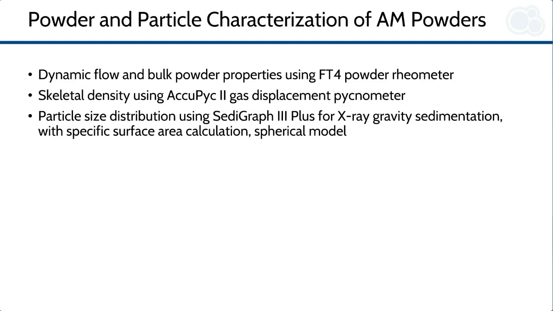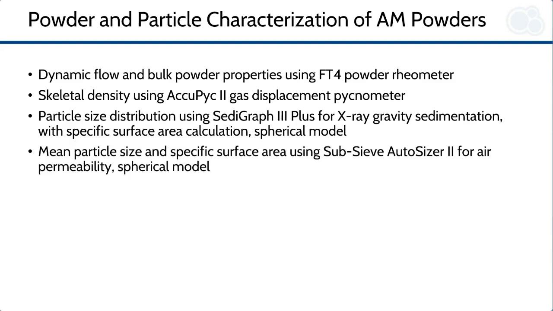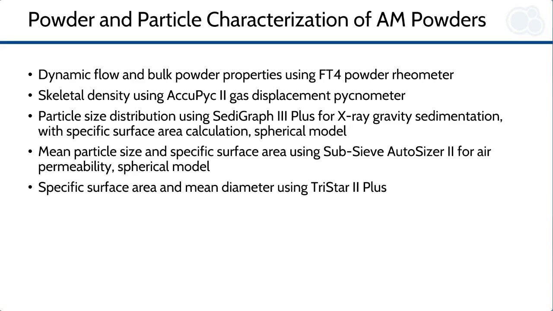Next discussed was gravity sedimentation particle size distribution determined using the Sedigraph 3+. Then we reviewed mean particle size and specific envelope surface area determined from air permeability analyzed using the Subsieve Autosizer 2. Finally, the BET specific surface area was determined from krypton adsorption using a TriStar 2+.